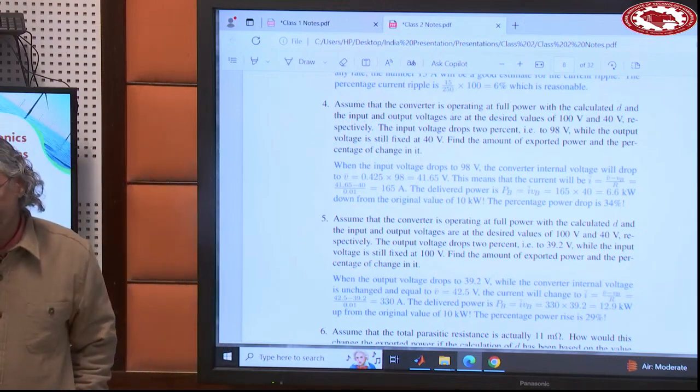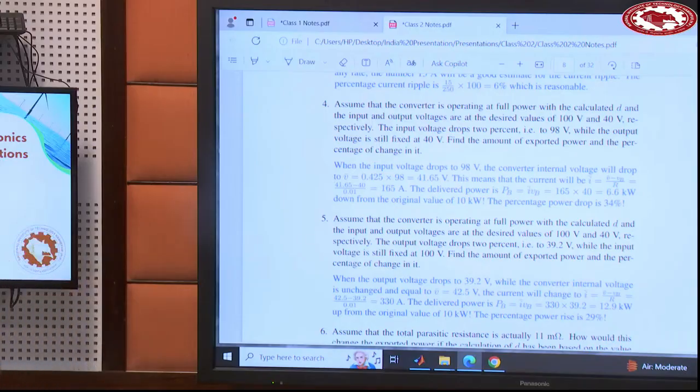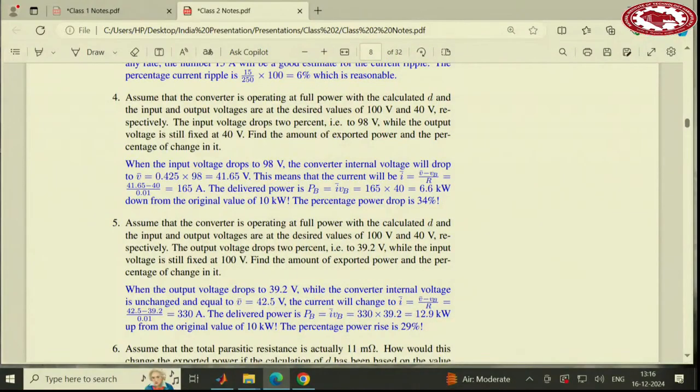How much did we expect? 250. Now we get 165, just because your input voltage changed 2 volts, 2%. A very tiny amount, but you lost 50% or 40% of your current.